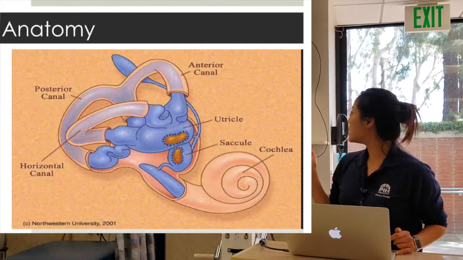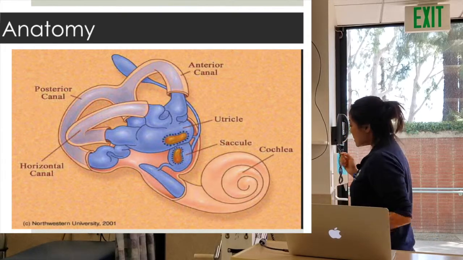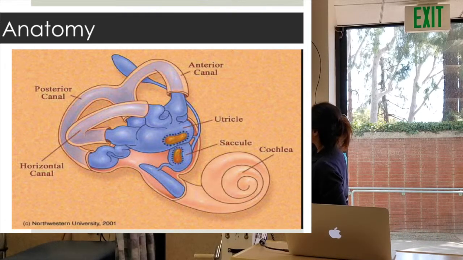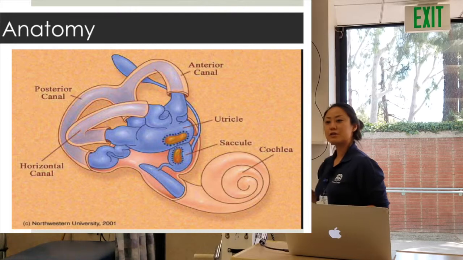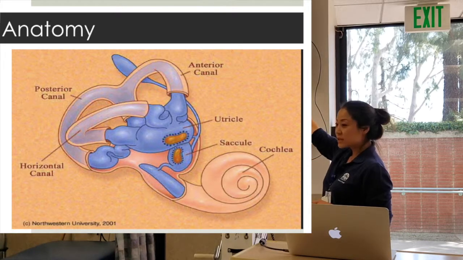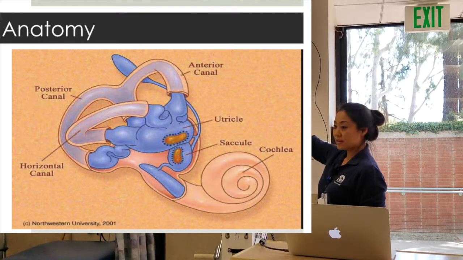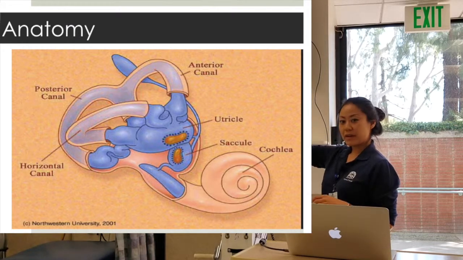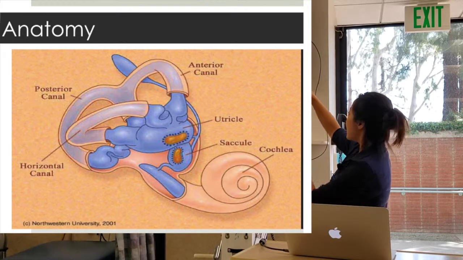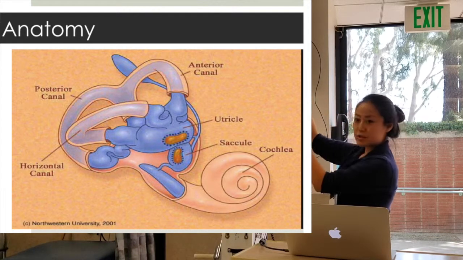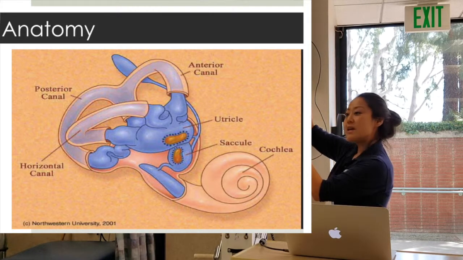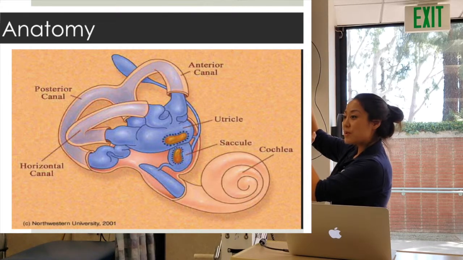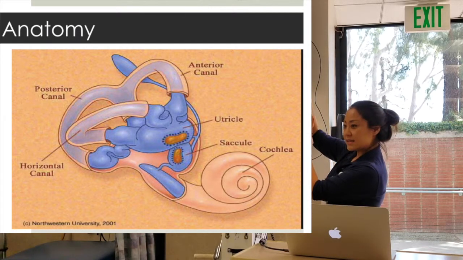So here's the anatomy of the vestibular system. Here you have the utricle and the saccule. These are considered the otolith organs. This is where the crystals live. This is the otoconia. These are calcium carbonate crystals. They're interwoven in a membrane, and you have the hair cells in the utricle and saccule. As these crystals move with inertia with the head movement, this is what depolarizes the hair cells.